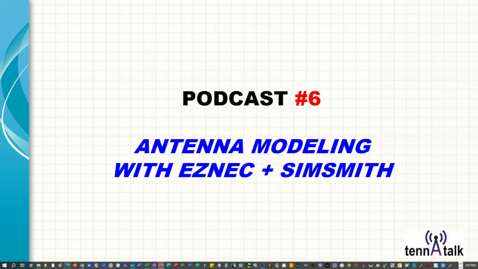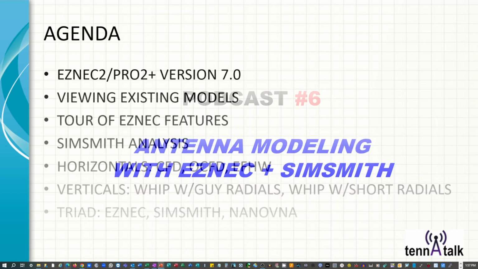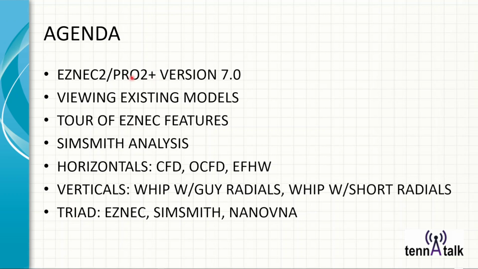This is podcast number 6 on antenna modeling with EZNEC and SimSmith. So for today's agenda, we're going to talk about using EZNEC 2 Pro 2 Plus version 7.0, which is the latest version that you can download from EZNEC.com. And I highly recommend that you download that and make sure you have a copy of SimSmith and follow along. Try to reproduce what we're doing in real time. Stop the video if you need to, and you will learn very quickly. It'll be a tremendously powerful way to learn for you.